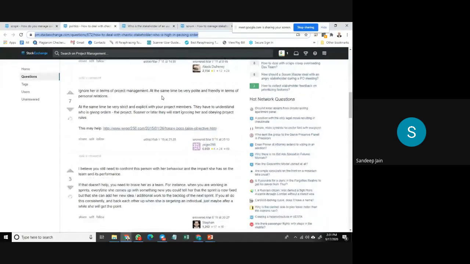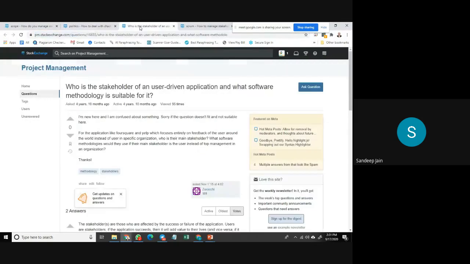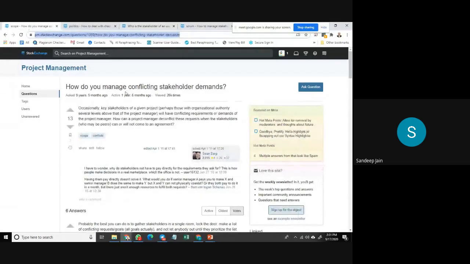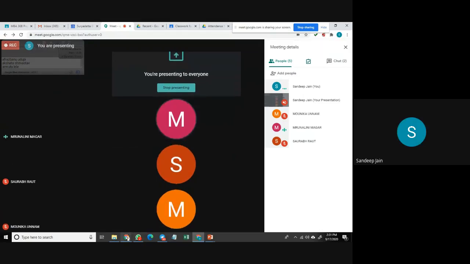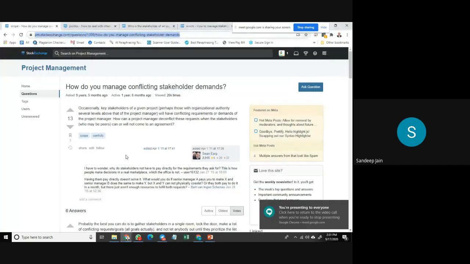Okay, so this is about dealing with powerful stakeholders, and there is another question that we should discuss. How do you manage conflicting stakeholder demands? Saurabh, you want to read this? Yeah, you're still there. Saurabh, you want to read this? Just the question.